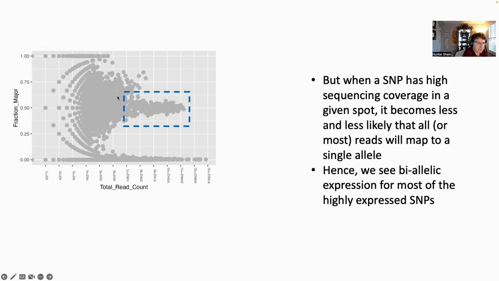Now, in general, as sequencing coverage increases, the ratio of reads mapping to each allele stabilizes, and this should be expected. This is where the majority of our data points lie.